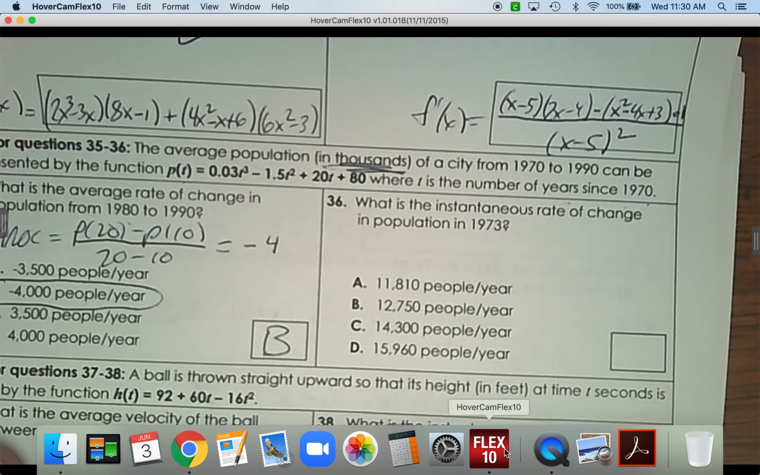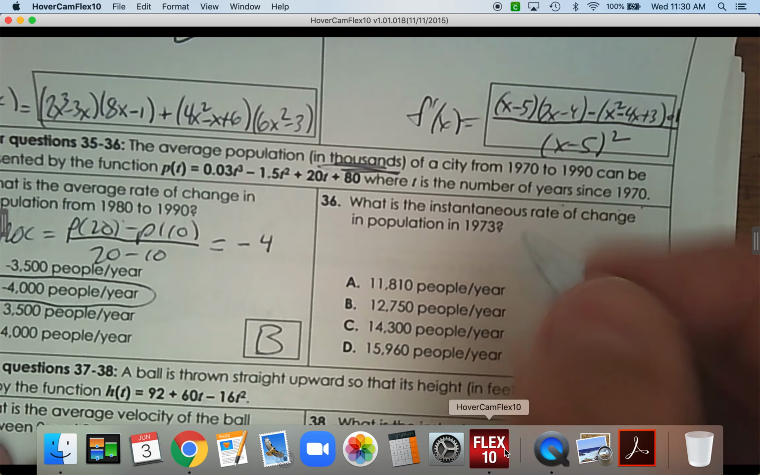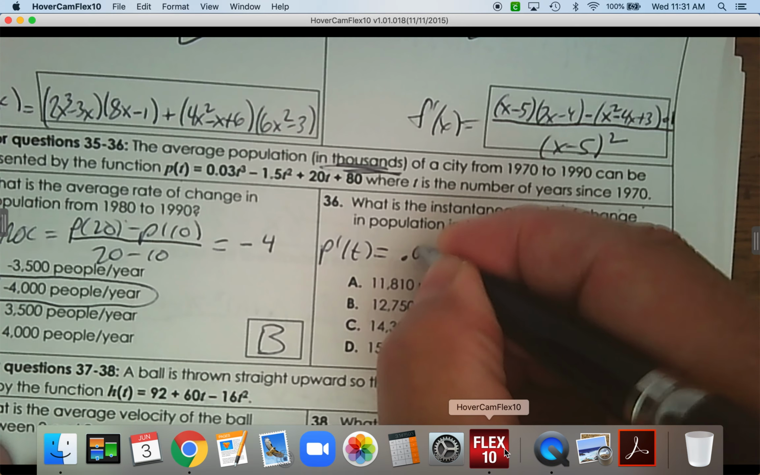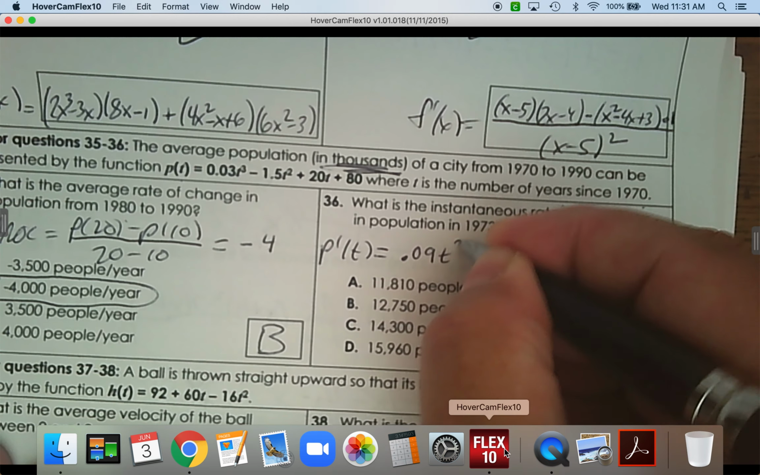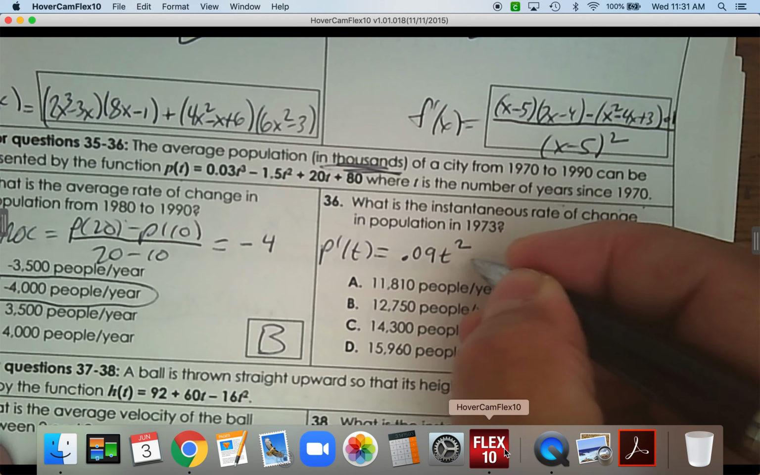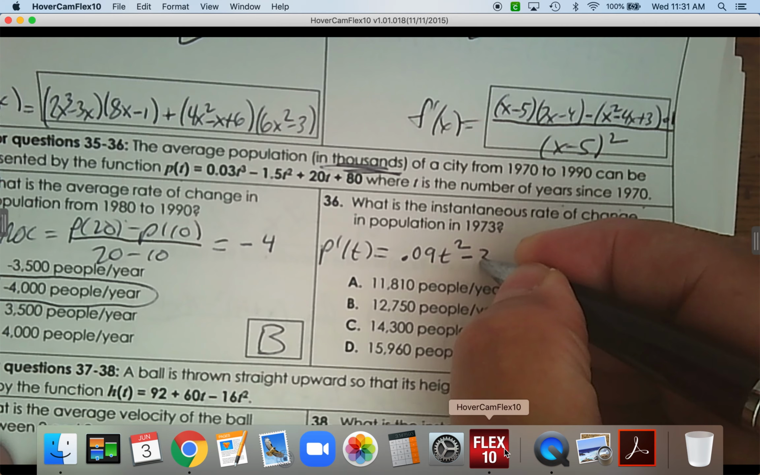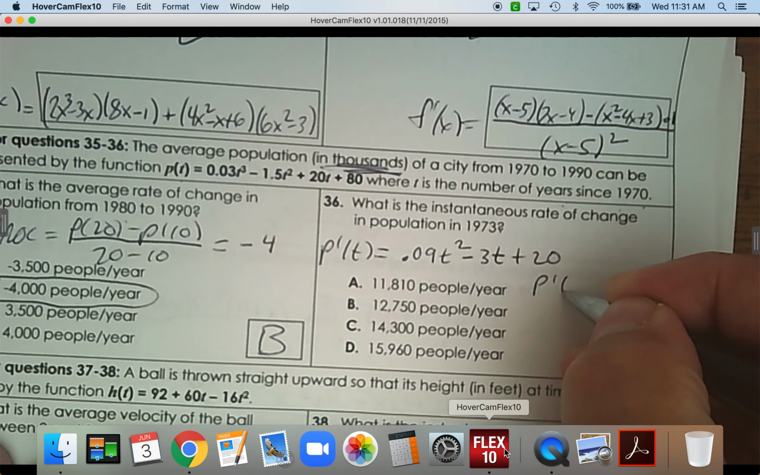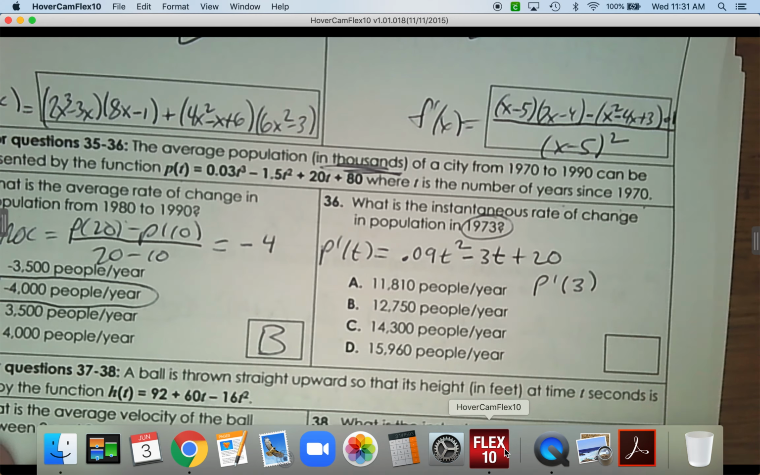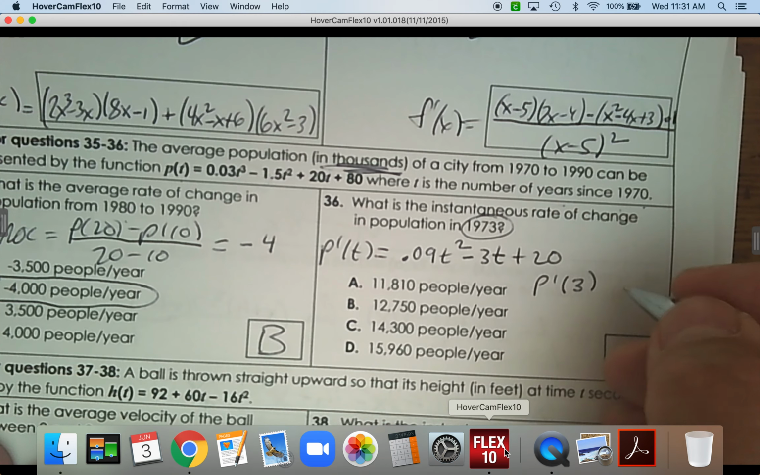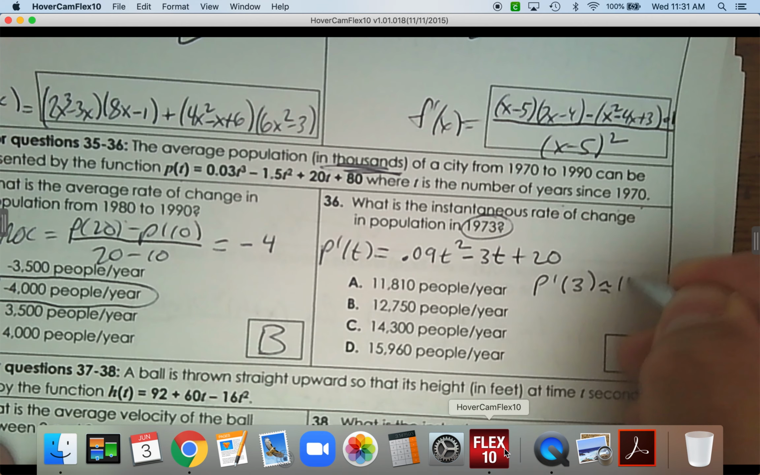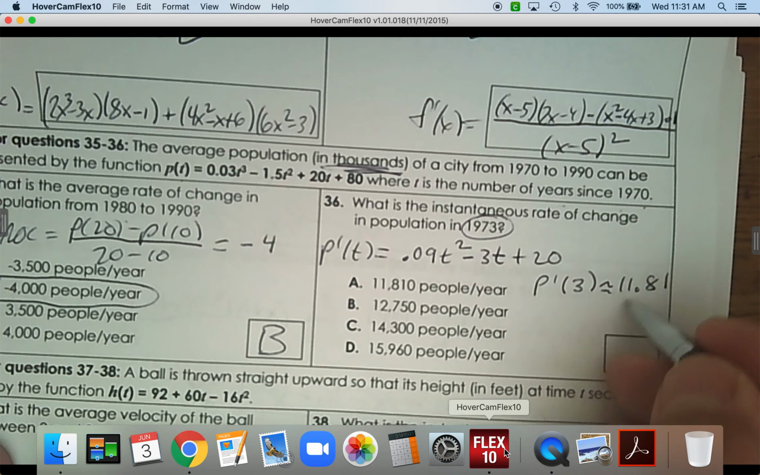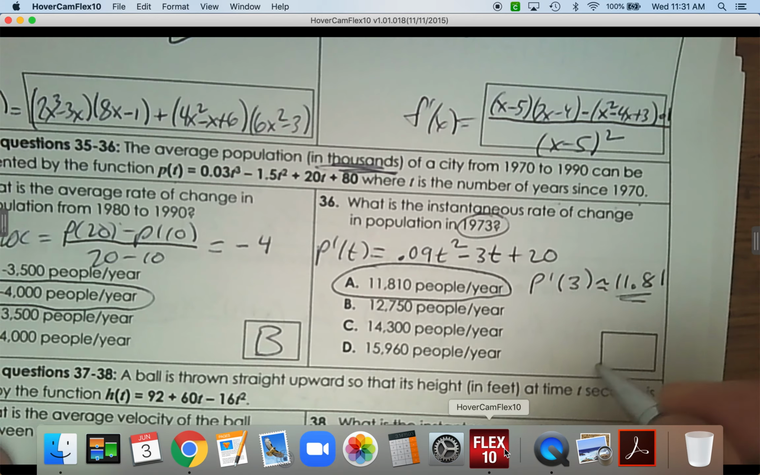34. So same equation, instantaneous, the IROC. So I need the derivative. So the derivative is 3 times 0.03, that's 0.09. Subtract 1 from the exponent. Again, 2 times negative 1.5 is negative 3, t, and then plus 20. Then, for the derivative, you plug in 1973, that'd be 3 years after 1970. And then the approximate answer is 11.81. So again, in thousands, that would be 11,810, and this answer is A.